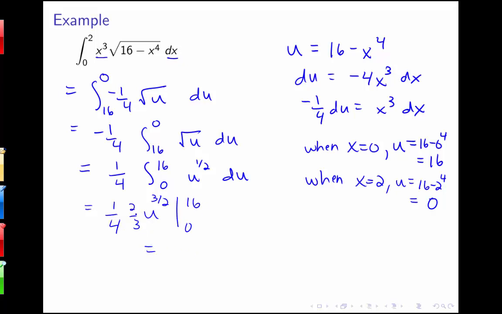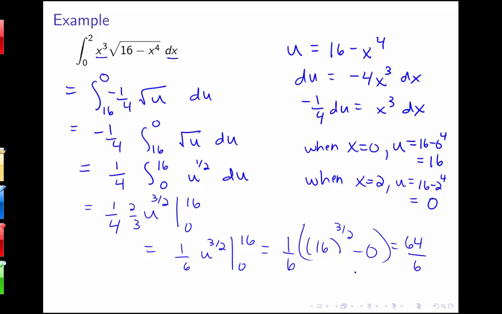Okay, so we're going to have, let's see, this is 2 over 12, so that's 1/6 u to the 3/2 from 0 to 16. So we plug in 16 first. So we have 16 to the 3/2 minus 0. Okay, so the square root of 16 is 4. 4 cubed is 64, so we have 64 over 6, or 32/3, is the answer to this integral.